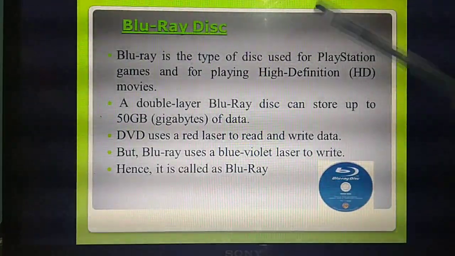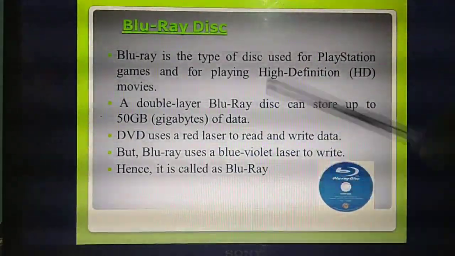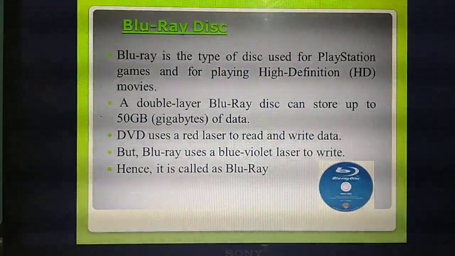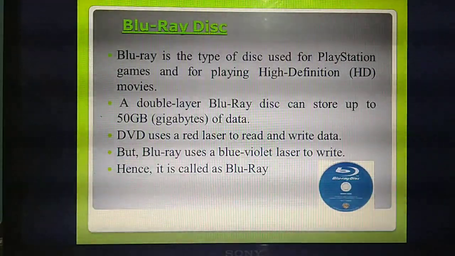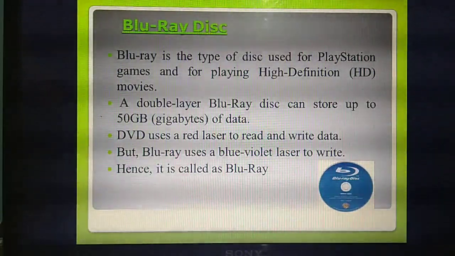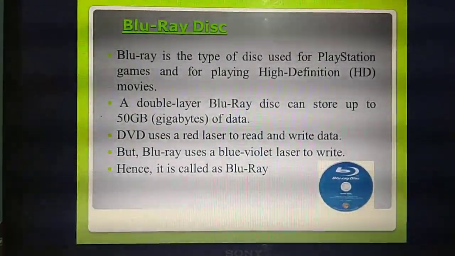Listen. So, in DVD, red laser light is used to read and write the data. Okay. So, already I said. So, in DVD, both read and write the data. Which kind of laser will be used? Red laser. But Blu-ray disc uses blue-violet laser to write.